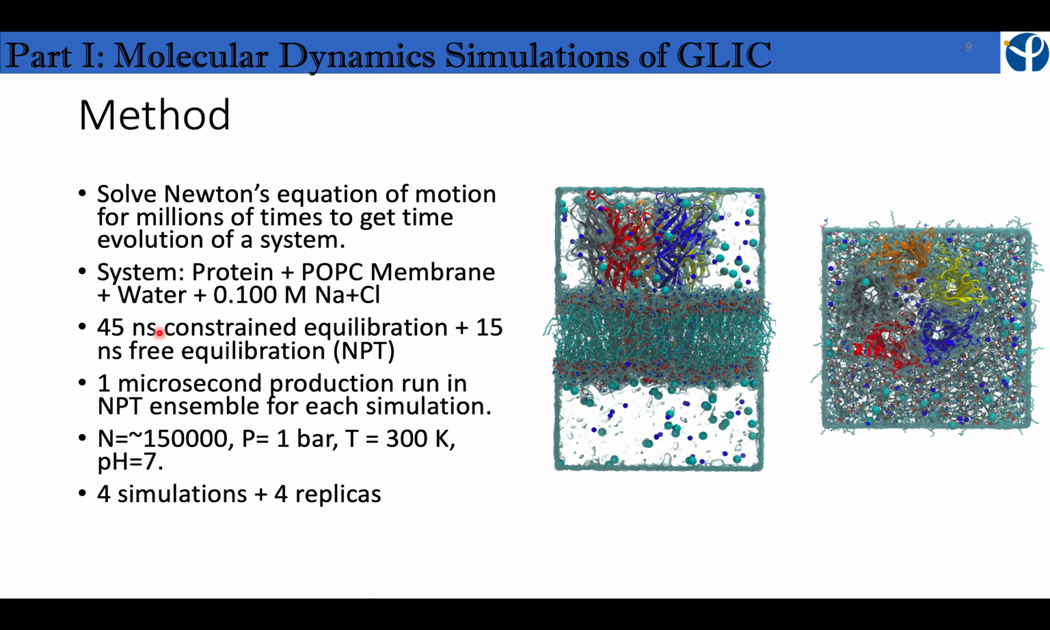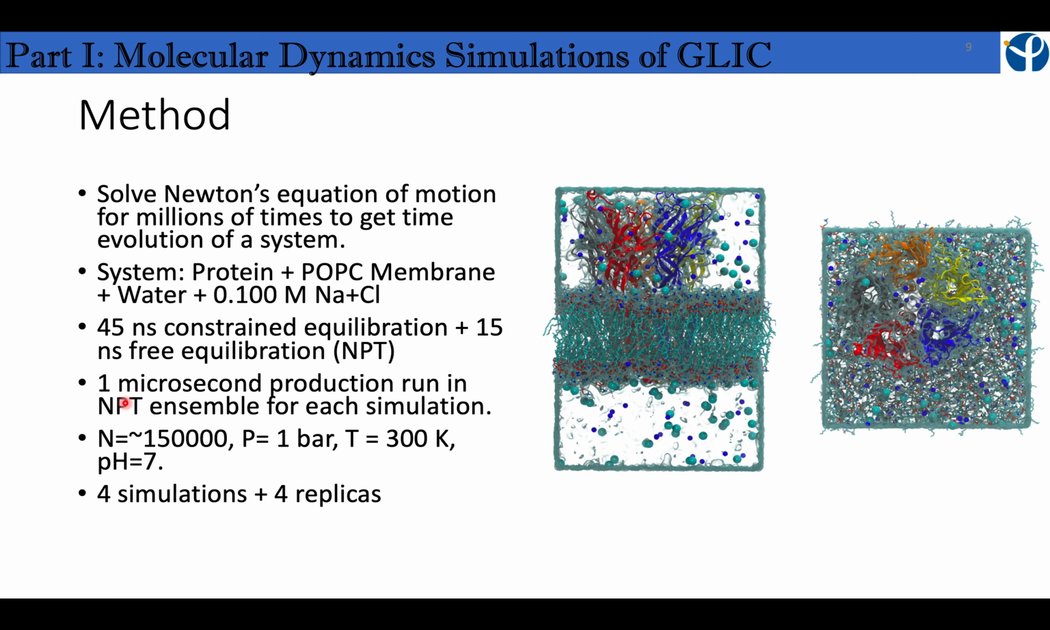We performed 45 nanoseconds of constrained equilibration, and it was actually a three-stage equilibration. First, we kept all heavy atoms of protein constrained, and then just backbone atoms, and then just C alpha atoms. And finally, we performed 15 nanoseconds of free equilibration without any constraint. And after that, we performed 1 microsecond production runs, and our production run conditions were similar to free equilibration.